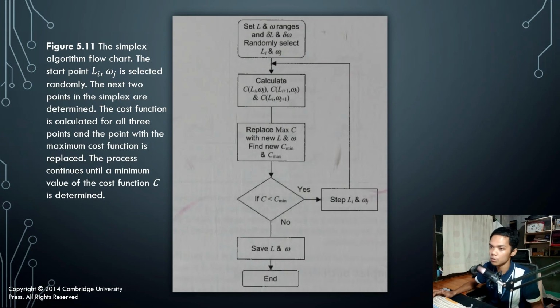Find the new C minimum and C maximum, or cost function C minimum and cost function C maximum. If you're done with that, check whether the C minimum is greater than the actual C. If it is a yes, step the L sub i and omega sub j in the L direction and omega direction, and then you go back to this step. If not, you save those numbers for L and omega, and that ends your simplex method.